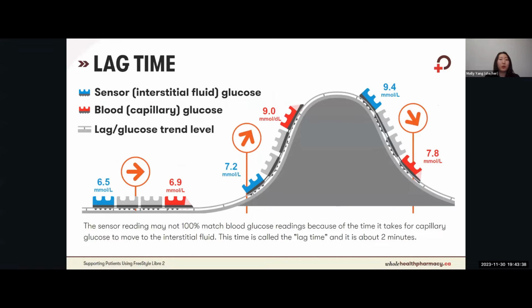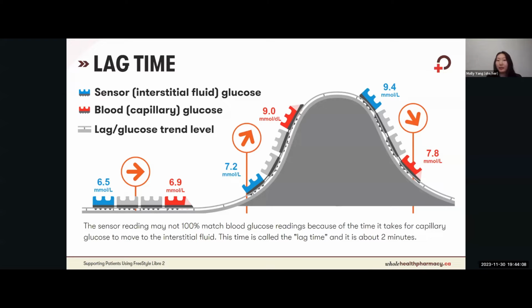So on this diagram, you might have seen this before when we did our previous presentation. It shows the differences in blood glucose values when you measure the interstitial fluid versus the blood. Because glucose first gets into the blood after you ingest it, before getting into the interstitial fluid, there's always going to be a lag, and that lag time is about 2 minutes. So those who chose under 3 minutes, you were correct.